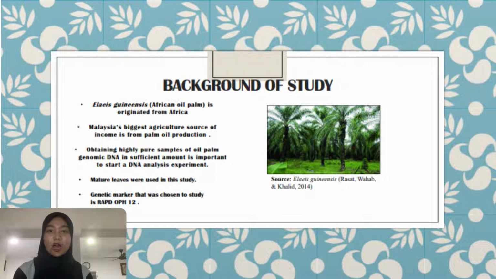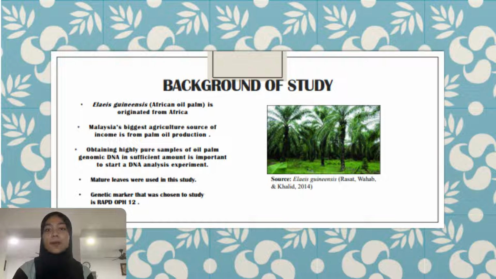In this study, oil palm was utilized, and specifically the species Elaeis guineensis, also known as African oil palm, that originated from Africa. Obtaining highly pure samples of oil palm genomic DNA in sufficient amount is important to start an Elaeis guineensis DNA analysis experiment.